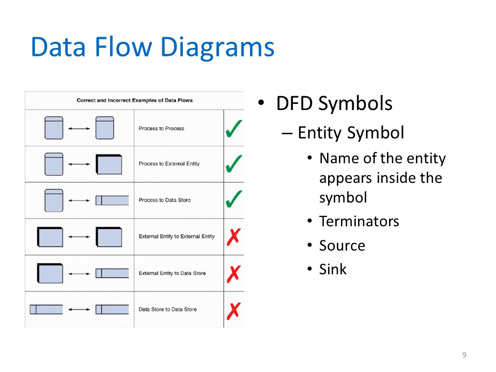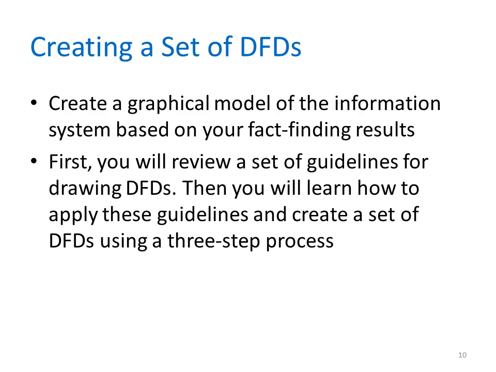With this understanding of the proper use of DFD symbols, we're ready to construct diagrams that use these symbols. Creating a set of DFDs. During the requirements modeling, we used interviews, questionnaires, and other techniques to gather facts about the system. And we learned how the various people, departments, data, and processes all fit together to support business operations. Now we're ready to create a graphical model of the information system based on our fact-finding results. But first, we're going to review a set of guidelines for drawing DFDs. Then we'll go into how to apply these guidelines and create a set of DFDs using a three-step process.